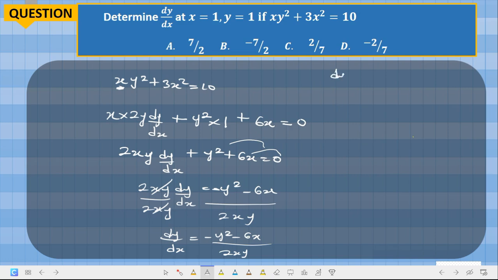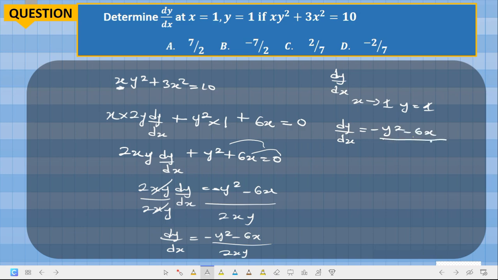So dy/dx at x equal to 1 and y equal to 1 will be equal to, what will be our dy/dx? Wherever you see y, so let's write this out again, minus what?